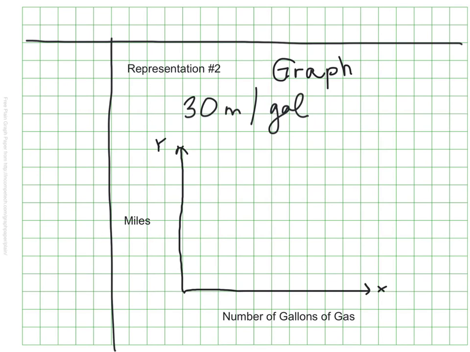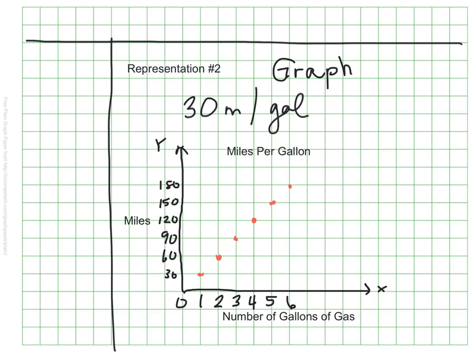Hopefully yours looks like mine, with the number of gallons of gas as our independent variable, because the miles depends on how much gas we have. We may have chosen different scales, of course, but once you have your scale set up, you can actually say, well, 1 gallon of gas gets us 30 miles, 2 gets us 60, 3 is 90, and so on, right?